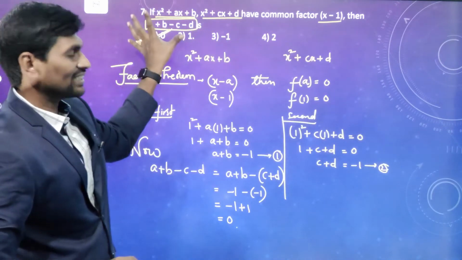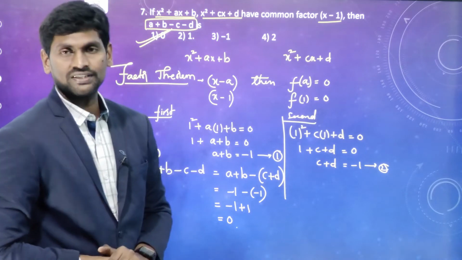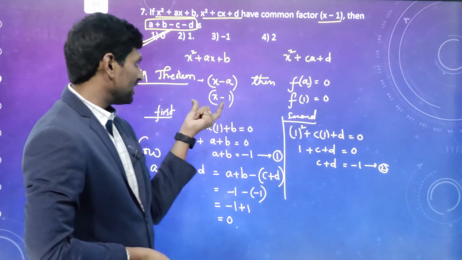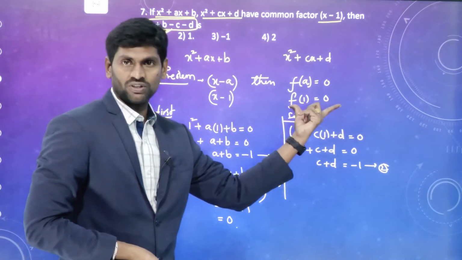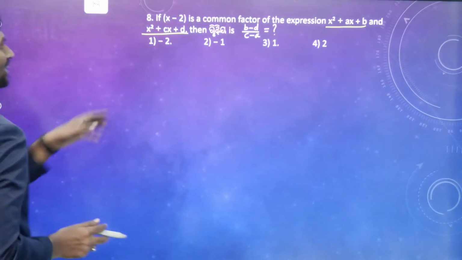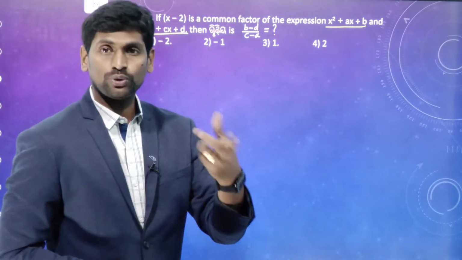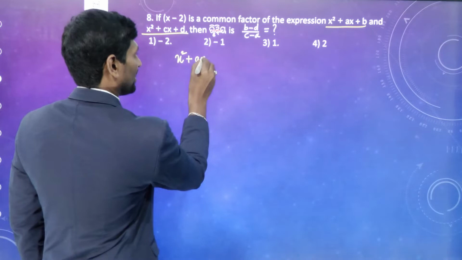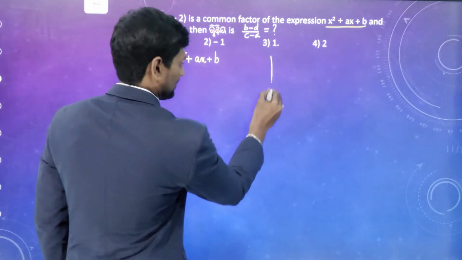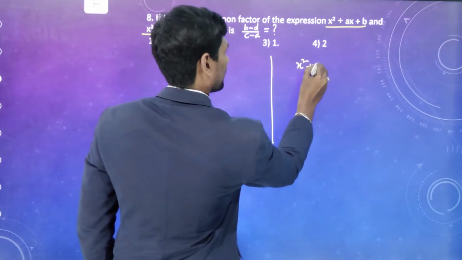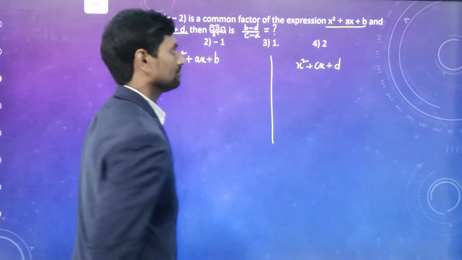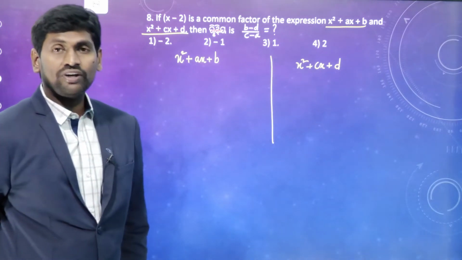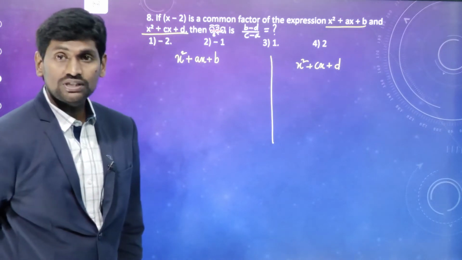Here also both are x square plus ax plus b and x square plus cx plus d. Previously x minus 1 was the factor, and now it is x minus 2. How did we do it? X minus 1 factor means we need to find f of 1 equals 0. Same way, here x minus 2 factor, then f of 2 equals 0. So let us take both the quadratic equations. Clear? Right. So according to the factor theorem, we need f of 2 equals 0.